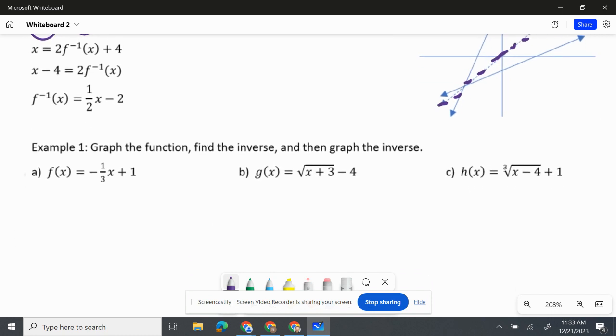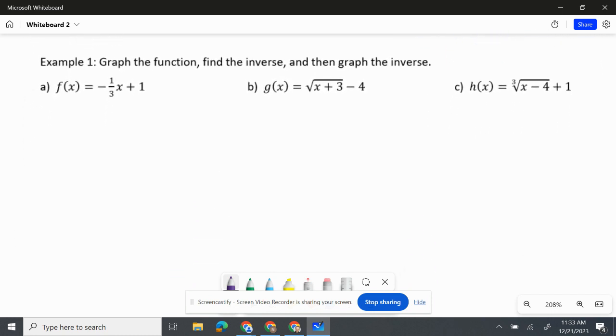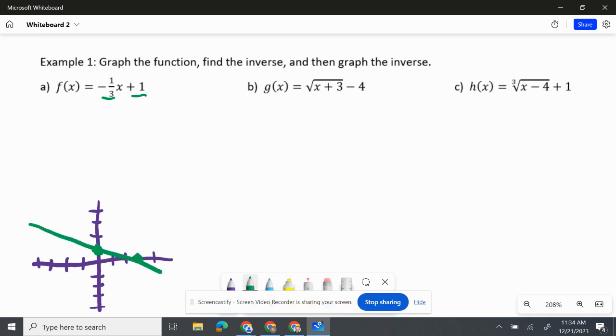So when we're looking at example 1, what we have is a linear equation. The first thing I'm going to do is graph the linear equation. When I'm graphing it, I'm going to start with my y-intercept and my slope. What I notice is that I have a y-intercept of 1 and a slope of -1/3. So I go down 1, to the right 3, and then I draw my line.